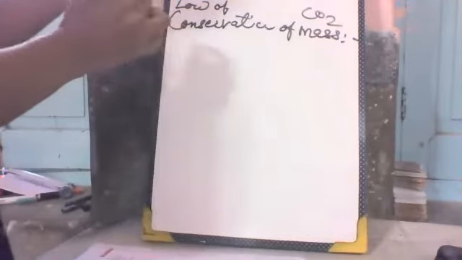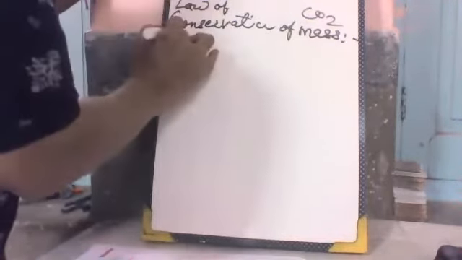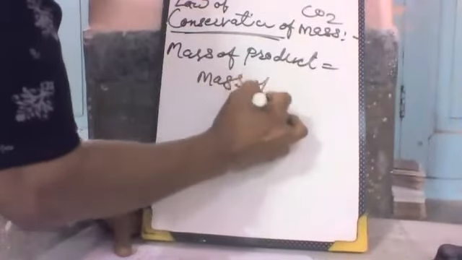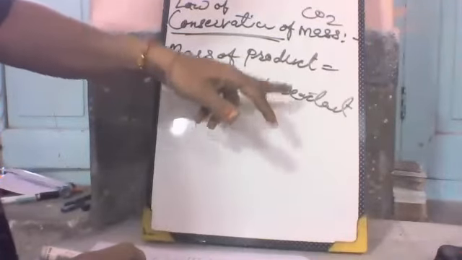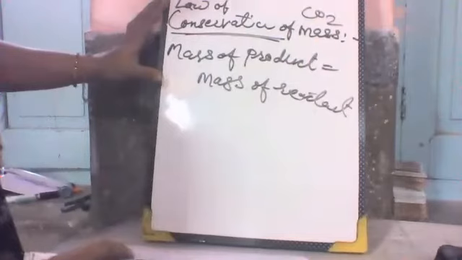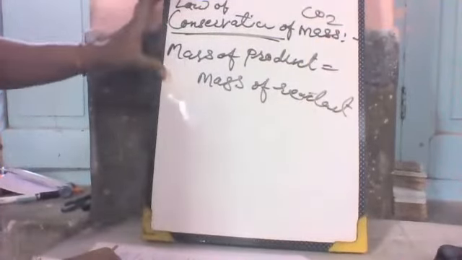Conservation of mass. According to the law of conservation of mass, in a reaction, the mass of the product is equal to the mass of the reactant. If there is any unbalanced situation, where the number of atoms or the mass of product and reactant are not equal, the law is not satisfied, and due to this we have to balance the equation.